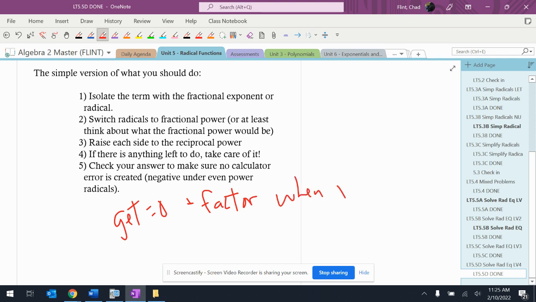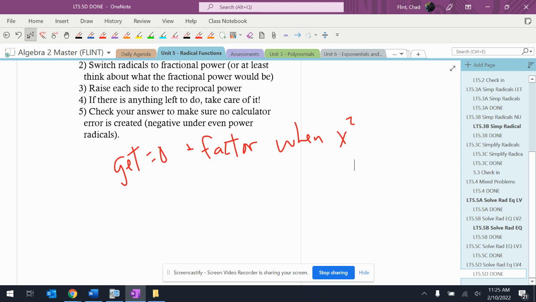when there's an x squared. You should get two answers. All right, you want to check both answers. A lot of times one of them won't work, but one of them will. So you want to get it equal to 0 and factor when you have an x squared.